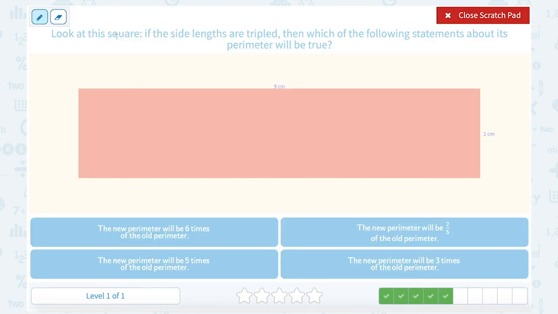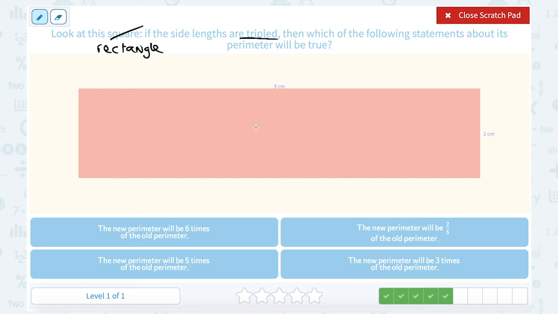Okay, again, they're saying look at this square, so let's just change that to rectangle. Look at this rectangle. If the side lengths are tripled, then which of the following statements about its perimeter will be true?